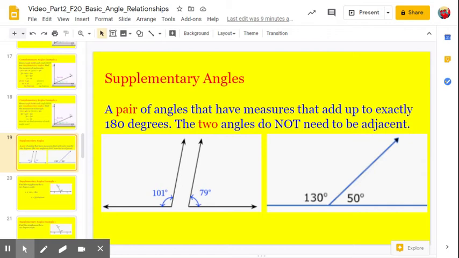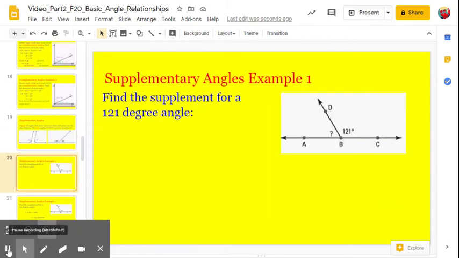And again, you need to remember this. It's two angles that we're talking about. It's not 3 angles, 4 angles, 5 angles that add up to 180. It must be only two angles that add up to 180. Those are supplementary angles. All right, so our first example is find the supplement for a 121-degree angle.